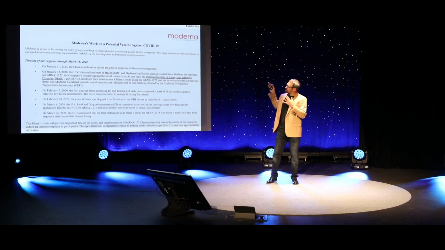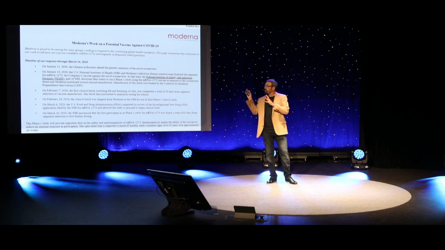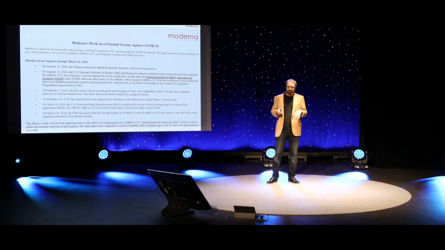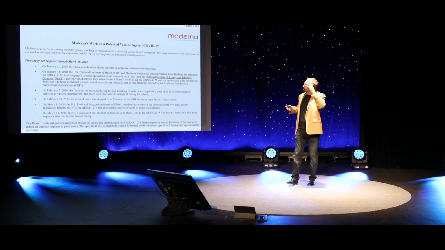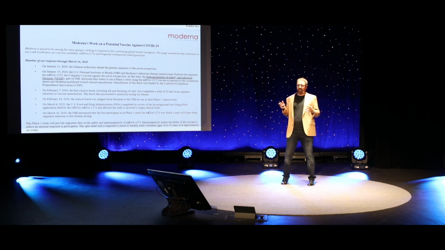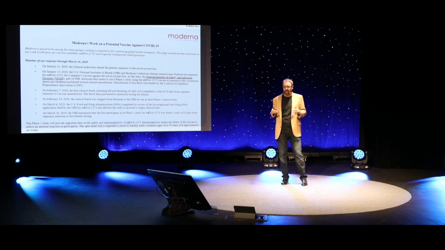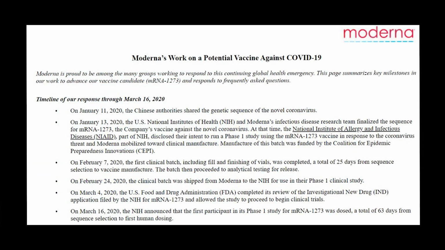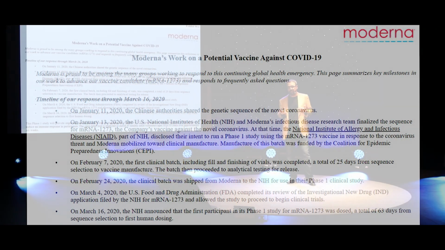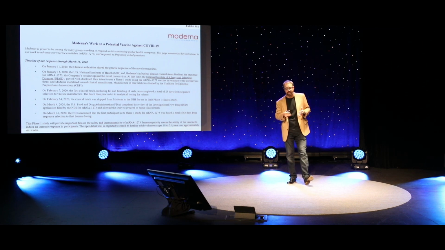So let's come back to this SEC filing. I know you're all really excited about SEC filings. This is the timeline of Moderna's response to the first 60 days of the COVID-19 pandemic. And you can see here, we didn't even know what to call it yet. We were just calling it the novel coronavirus. On January 11th, China shared the genetic sequence for what would eventually be known as COVID-19. And 2 days later, Moderna had a vaccine.